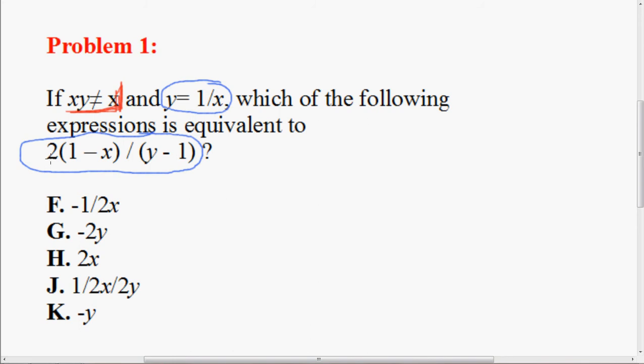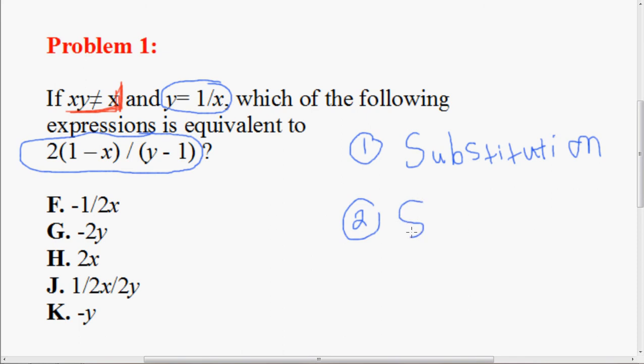So there are 2 steps basically in these types of problems. The first one that I always tell students is substitution. Substitution can be used for equations with similar variables. So I see a y here, I see a y here, and I see an x in both equations. Both equations have the same variables being used. So substitution is the first step, and the second step is simplifying.